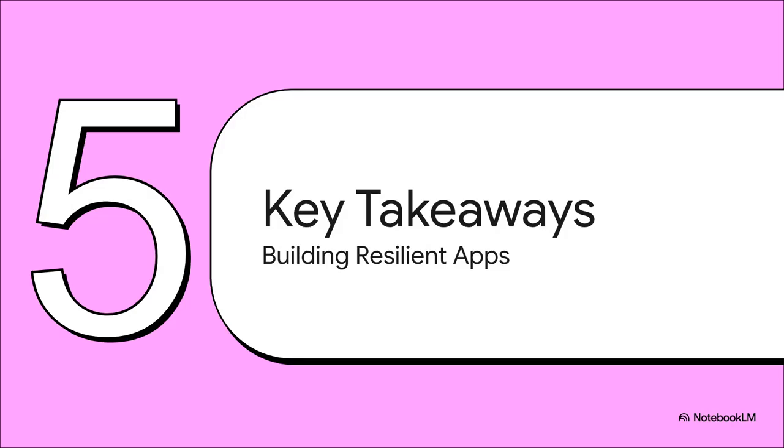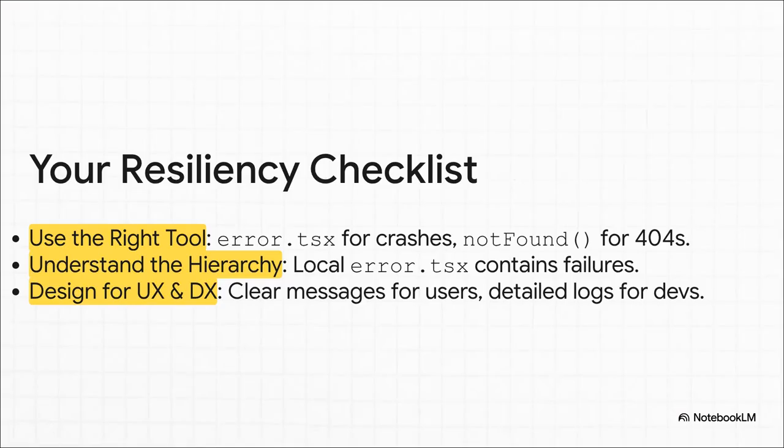All right, we've gone through the tools, we've talked strategy, so what are the big takeaways? What do you need to remember starting right now to build more resilient applications? Number 1, always use the right tool for the job. Not every failure is a catastrophic crash. Number 2, respect the hierarchy. Use those local error.tsx files to preserve as much of your UI as possible and only use global-error.tsx for true emergencies. And finally, number 3, always design for both your users and your future self. A helpful error message plus a detailed log is the winning combination every single time.